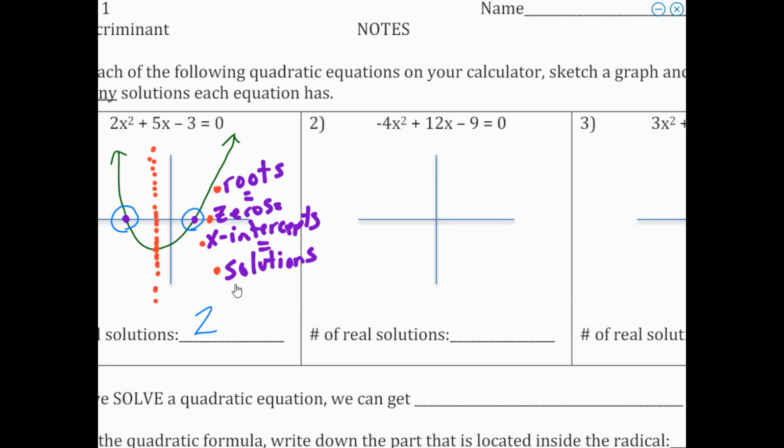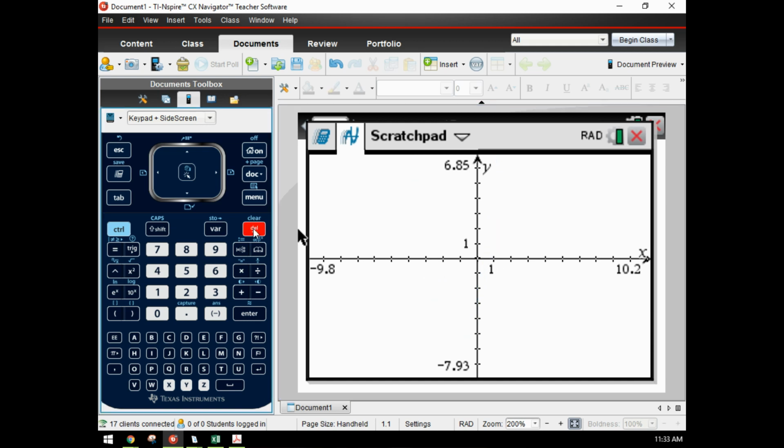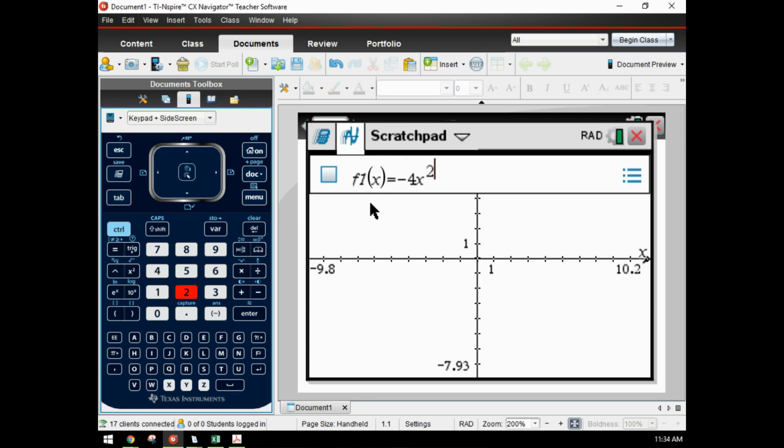Okay. So now, do this next problem. Graph it in your graphing calculator as well. To erase this one, the easiest way is to click on the graph itself. If you click on the graph itself and hit the delete button, it deletes the whole thing. If you don't do that and you tab and you open it back up, it may start you on F2 of X, which is fine. Arrow up and erase it, backspace through it. So negative 4 x squared plus 12x minus 9.